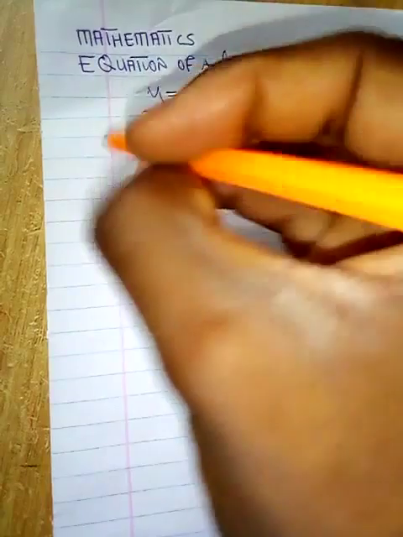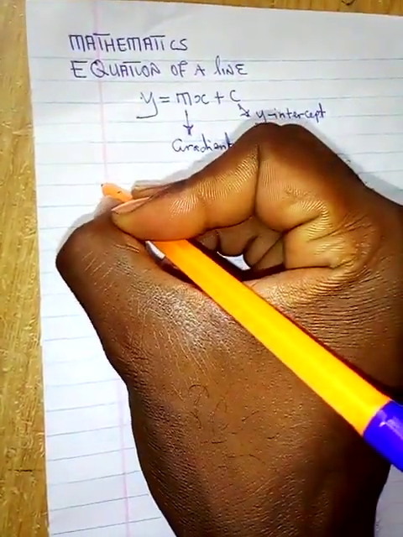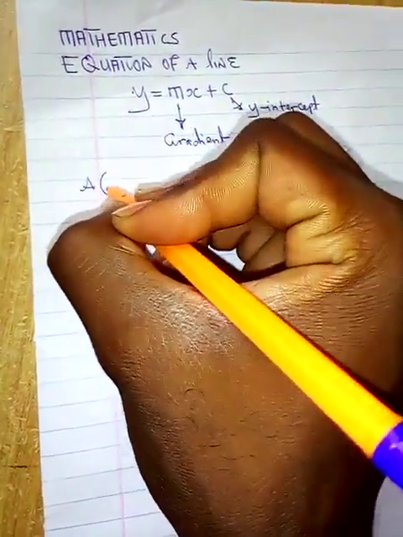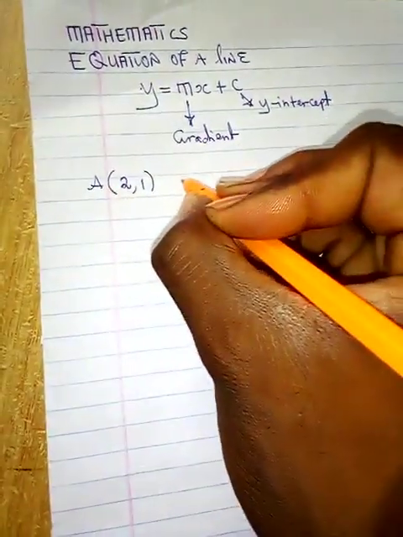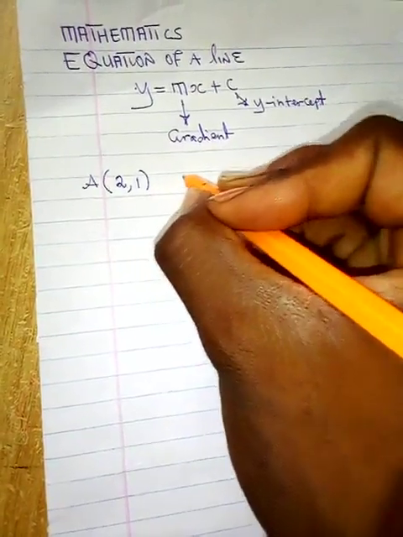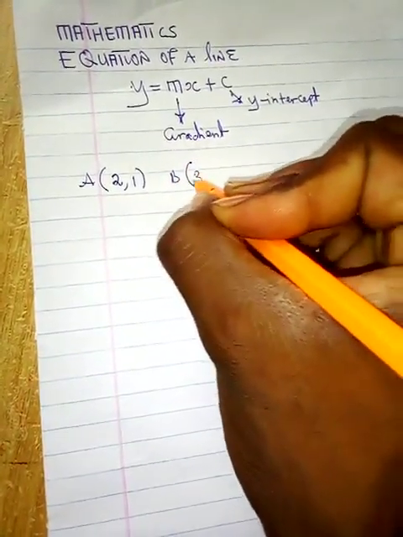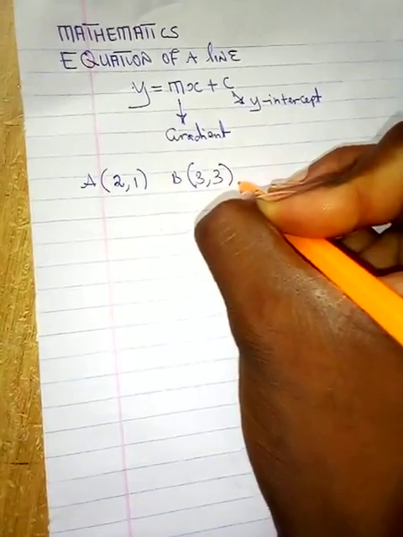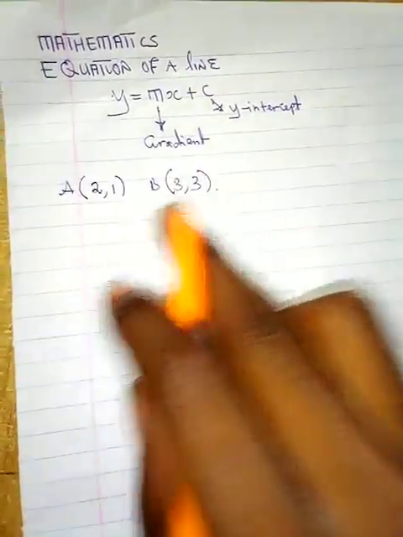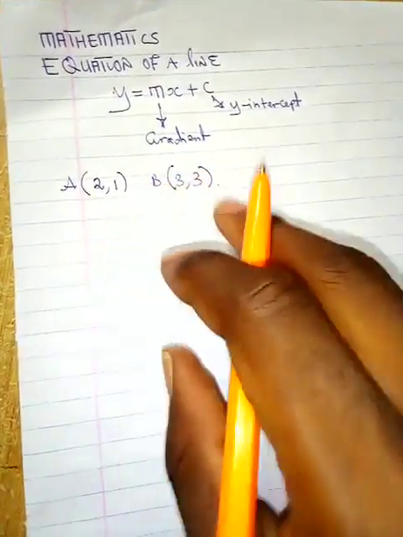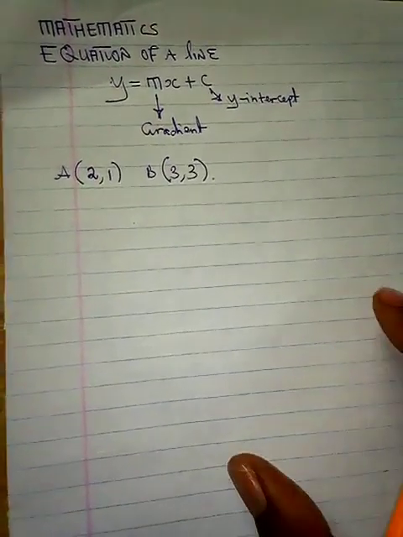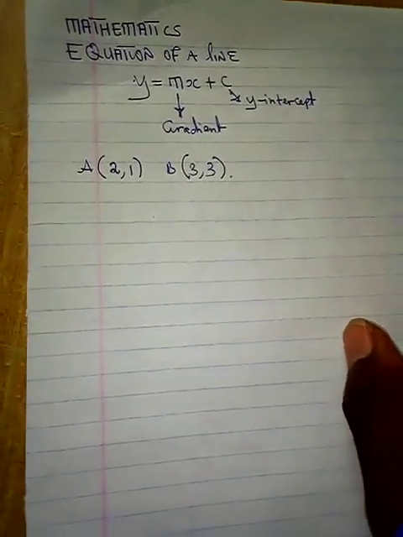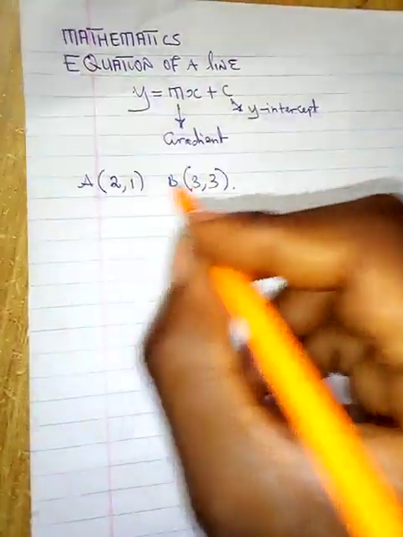So let us see a practice problem, how we can answer it. Let us imagine we have been given two coordinates. One is (2, 1) and the other being (3, 3). How can we determine the equation of a line in which we are having these two points? This is how it's going to go.